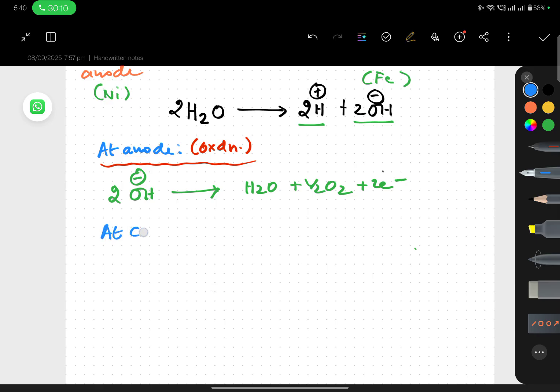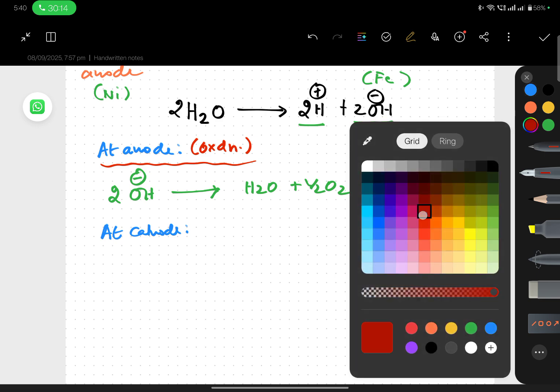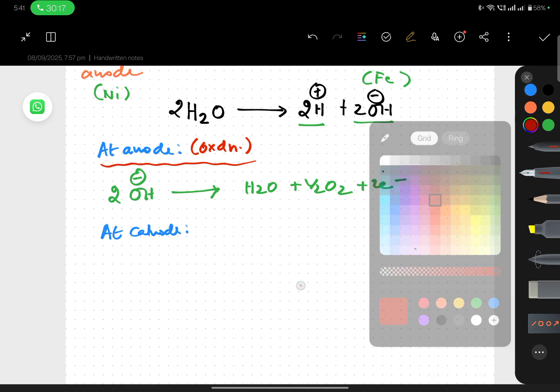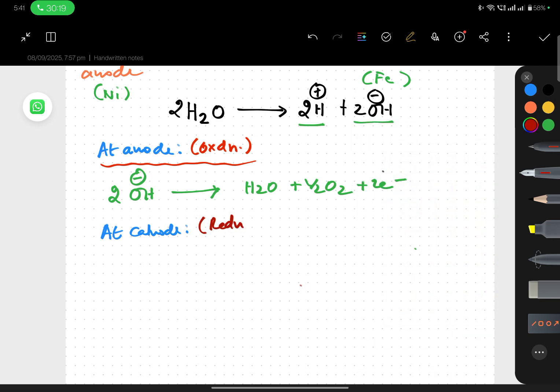At cathode, what will happen at cathode? Reduction. What is reduction? Gain of electron. So the 2 electron lost in the above reaction will gain here and you'll get H2 gas. Okay? Yes.